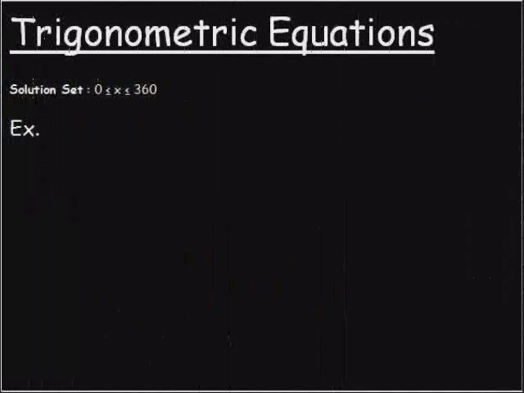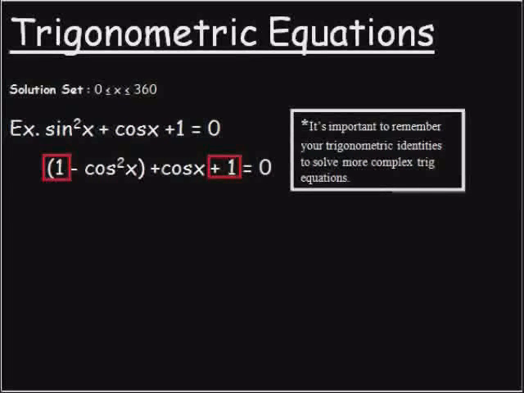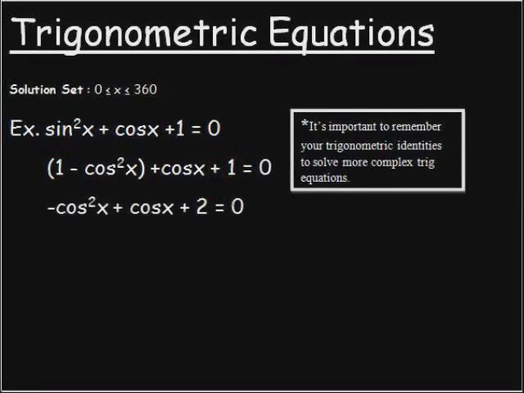We will now be dealing with more complex trigonometric equations. Our first example is sine squared x plus cosine x plus 1 equals 0. It is important to remember your trigonometric identities. Now, sine squared x is equal to 1 minus cosine squared x, so we have 1 minus cosine squared x plus cosine x plus 1 equals 0. You would add the ones, and you would get negative cosine squared x plus cosine x plus 2 equaling 0.